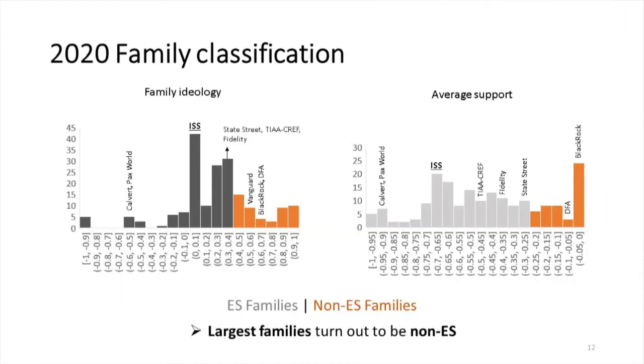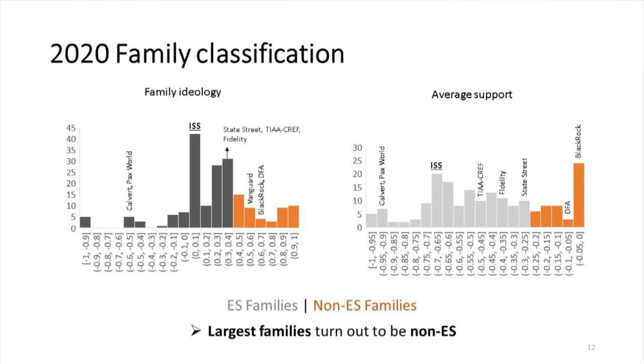So this is the distribution of ideologies using our two measures. We will have a cutoff of 30% of families on one side or the other. So families in orange are non-ES and families in gray are ES. Now the 30% is because the largest families are actually non-ES. So in terms of votes, we broadly have 50% of the votes on each side. So this is the classification for 2020. I thought it was more timely to show this now. In the paper, we also have 2012 for comparison with Bolton, but they look pretty much the same.